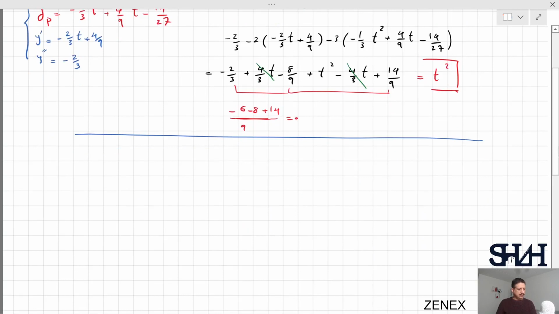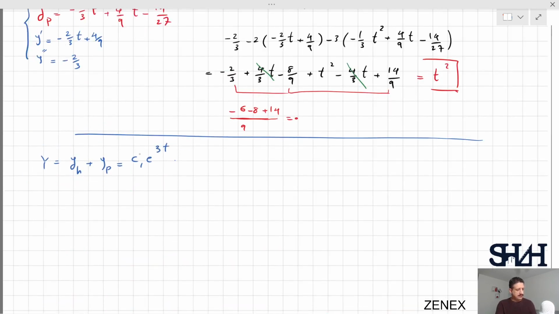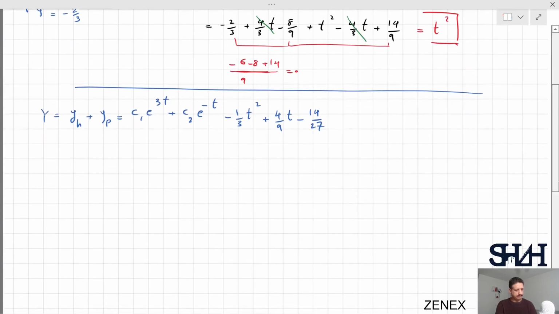Now the solution will be the homogeneous answer plus the particular answer. C1 e^(3t) plus C2 e^(-t) plus minus 1 over 3 t^2 plus 4/9 t minus 14 over 27. That is the solution for non-homogeneous equations.